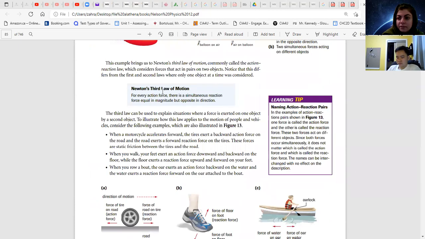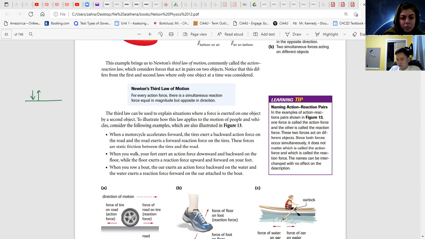Newton's third law says that for every action, there is a reaction. For example, if I push the chair down, the chair pushes me up, because my action is pushing something down, so the chair reacts in the opposite direction. So here is an example to help you.